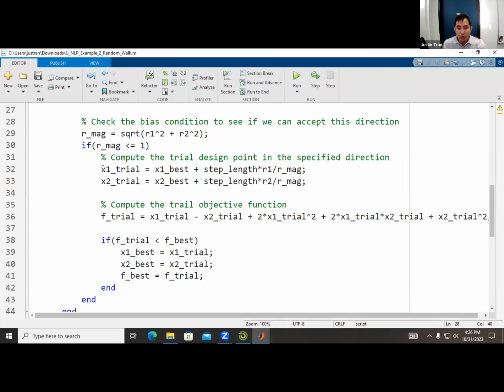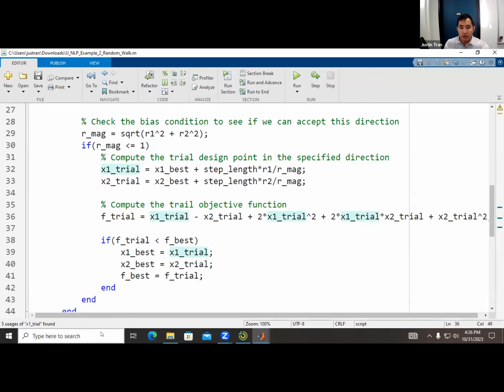To take a step in that direction, we're going to use the R1, R2 vector. We're defining two new variables here, x1 trial and x2 trial, which are the trial values for x1 and x2 in this equation. So x1 trial is going to be x1 best plus the step length, where the step is alpha times R1 divided by R magnitude. This value is the normalized step direction: we take our step direction R1 and divide it by the magnitude of its vector. We're going to do the same thing for x2, taking our previous point and taking a step.